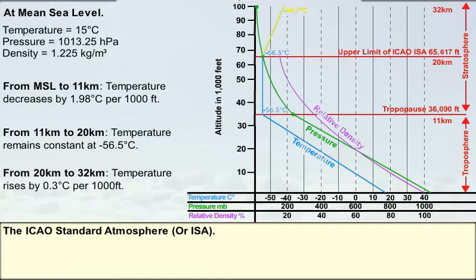From 20 kilometers to 32 kilometers, the temperature rises slowly at 0.3 degrees Celsius per 1,000 feet or 0.1 degrees Celsius per 100 meters. ISA is only one of several types of standard atmosphere, but it is the most recognized and the most familiar of them all.